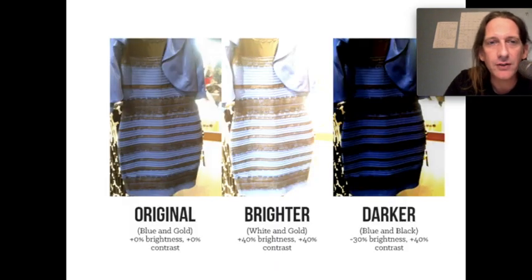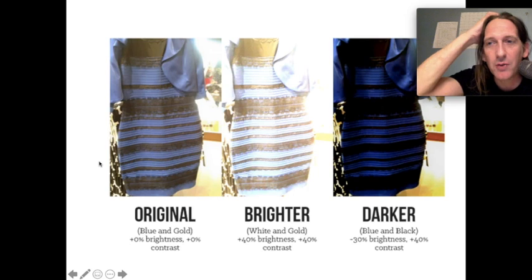Okay, so this is the original photo on the left, and when people looked at this, they either perceived the dress as being white and gold, or they perceived the dress as being blue and black. And I find it almost impossible to see the opposite. I see this as being white and gold. I can't see it as being blue and black.